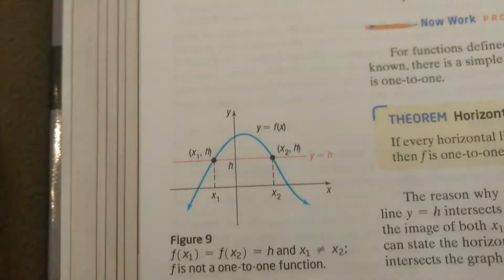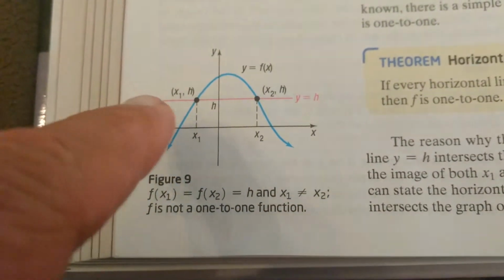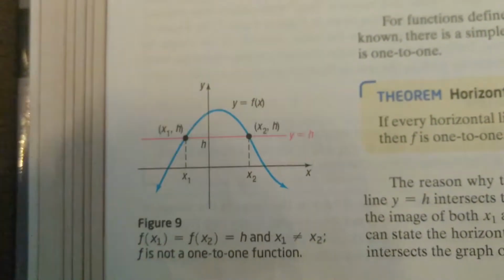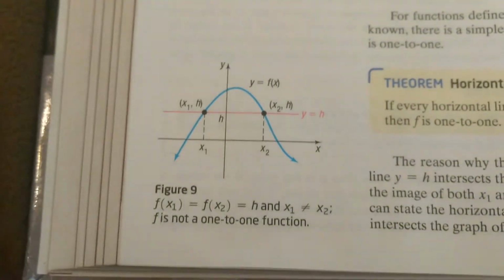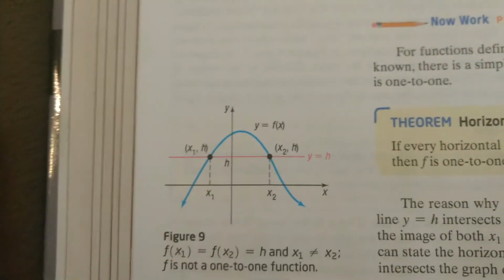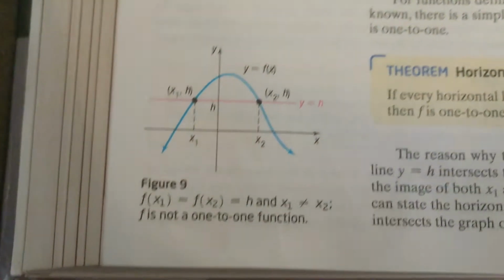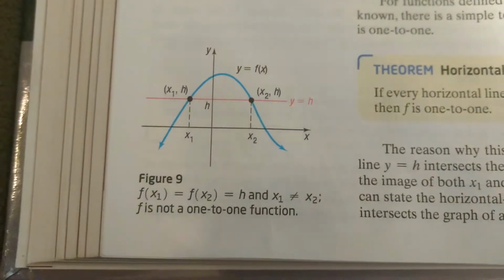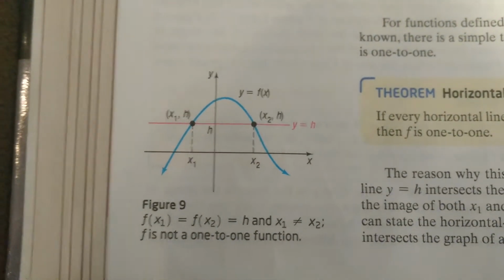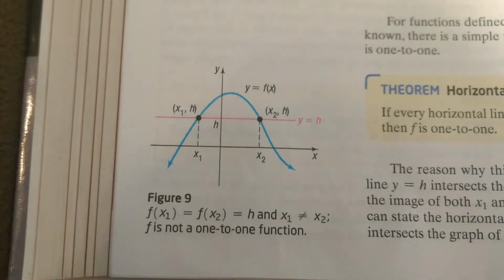Horizontal line test, just like I explained, is where you draw a horizontal line. If it intersects more than one point, the function is not one-to-one. So the first test is to make sure that it's a function. X's can't be repeated. Or vertical line test where all vertical lines only intersect one point.